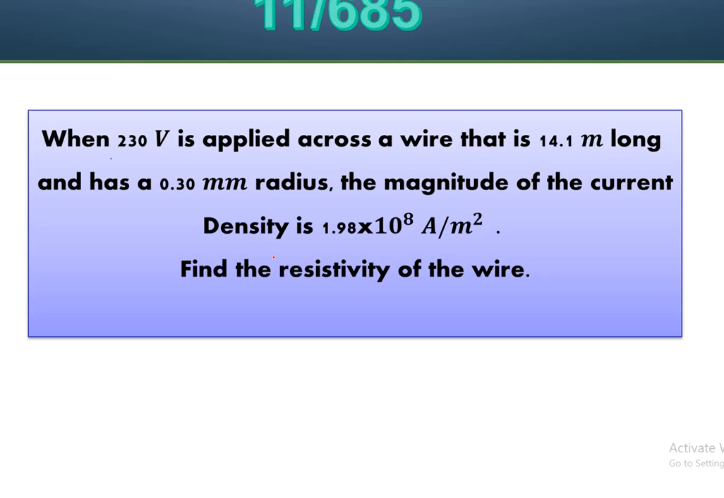When you go to the second question, question number 11: when 230 volt is applied across a wire that is 14.1 meter long and has a 0.330 millimeter radius, the magnitude of the current density is given. Find the resistivity of the wire. They gave some dimensions of the wire and how much volt is applied, the current density J, the length, the radius R, and also V. Find the resistivity rho of the wire.